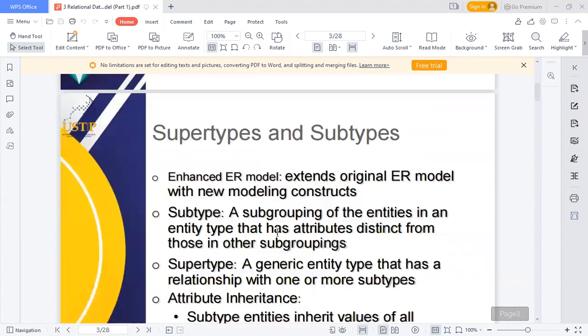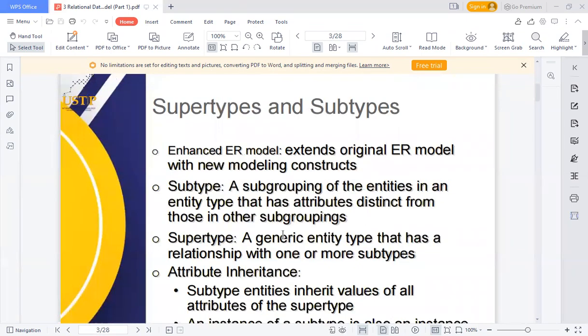So first we go to supertype subtypes. When you say supertype subtypes, it is an extension or an expanded ER diagram. So it is what we call the enhanced ER diagram. When you say EER, it extends the original ER model with new modeling constructs. Now, these new modeling constructs are composed of supertype and subtype.